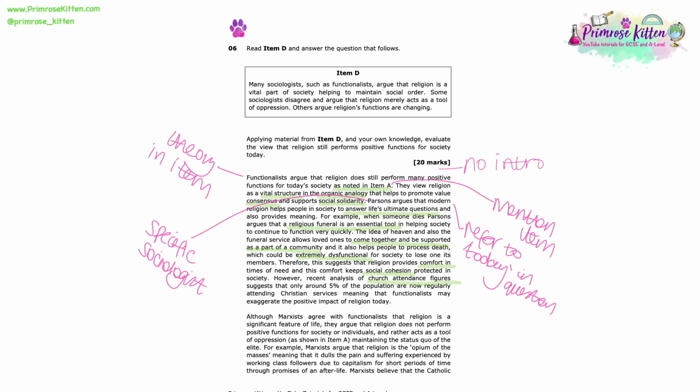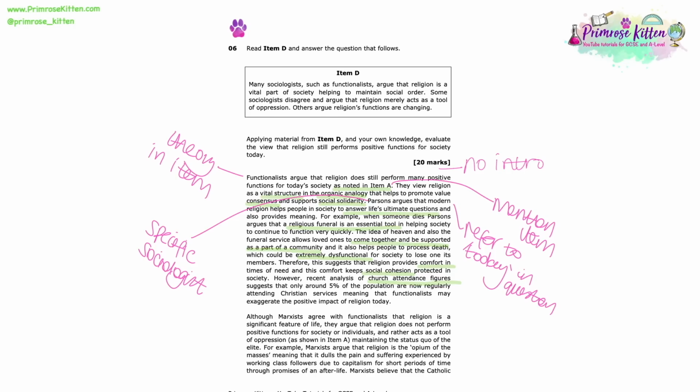We then go into an example of the type of religious service that might provide this positive function for society. So here you could use wedding, I've gone with funeral, just to make the point to the examiner that in a functionalist view, death could be exceptionally chaotic for a society. And as we know, functionalists like society to be harmonious, like society to be based on a value consensus.